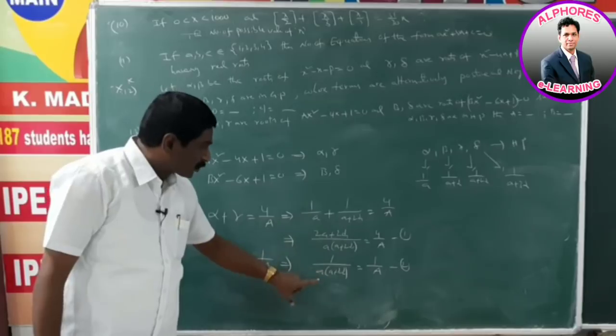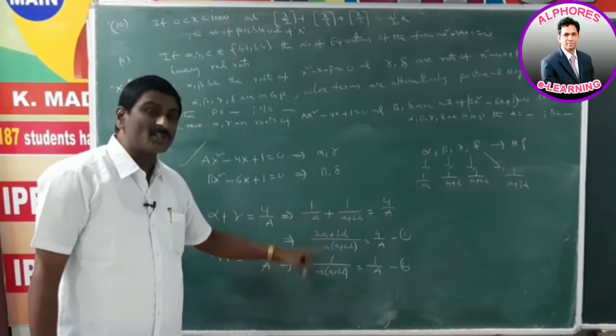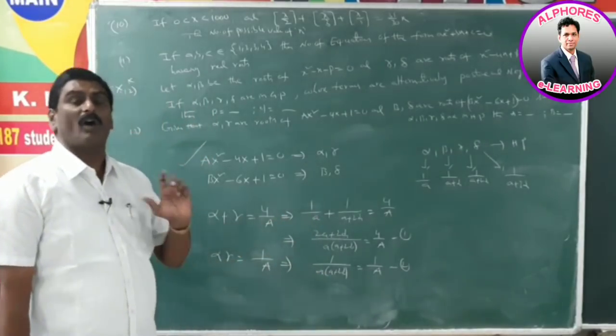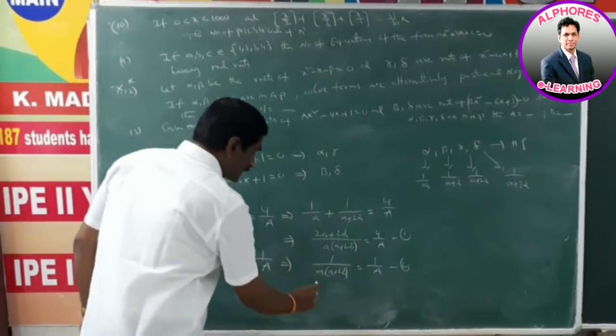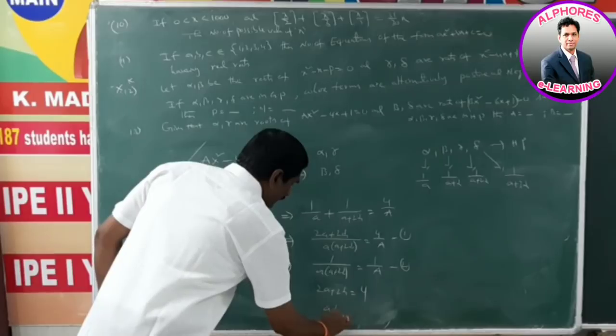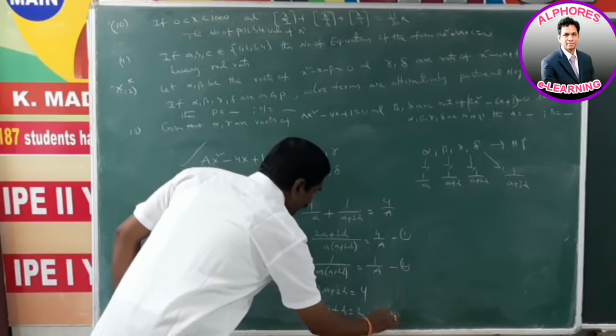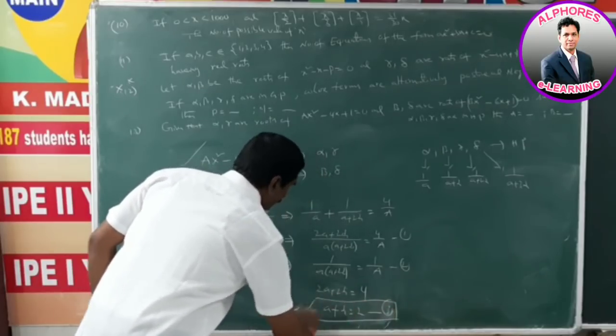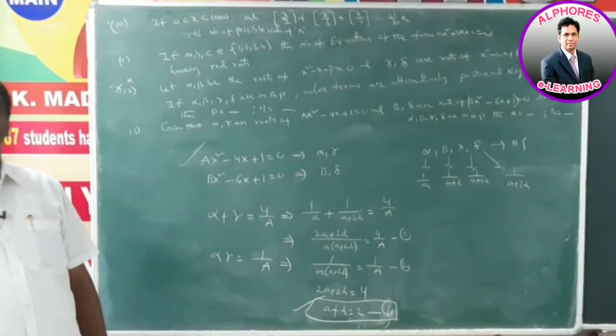By dividing these two equations, we get the relation between small a and small d. 1 by 2 means 2a + 2d is equal to 4. That means a + d is equal to 2. It is equation number 3. Okay. a + d is equal to 2.